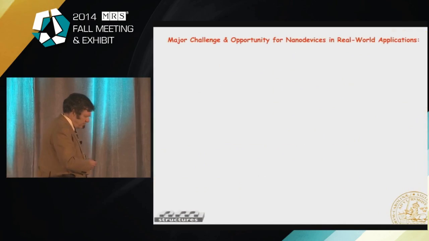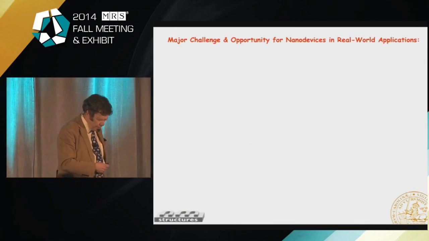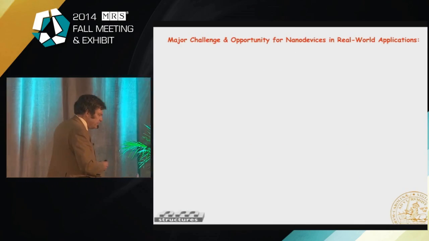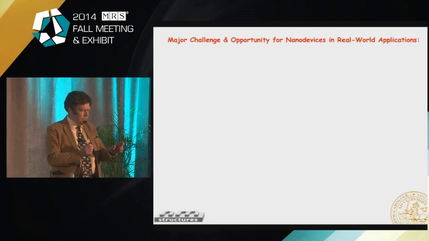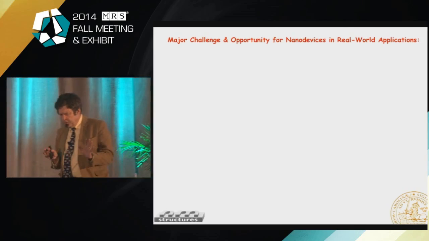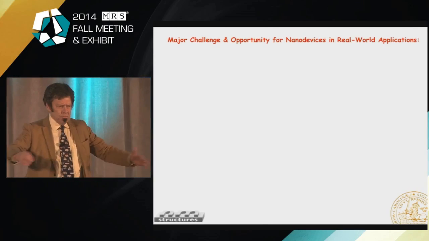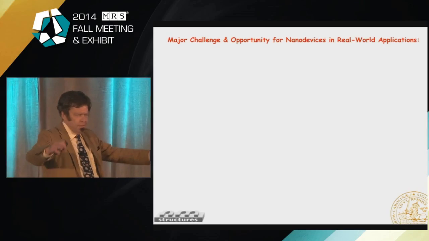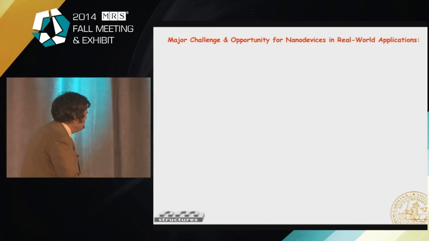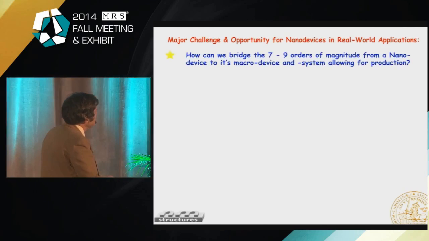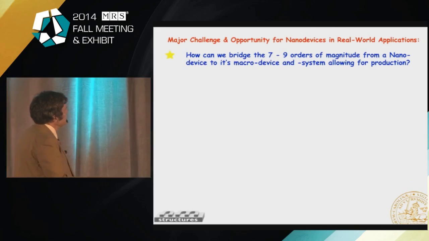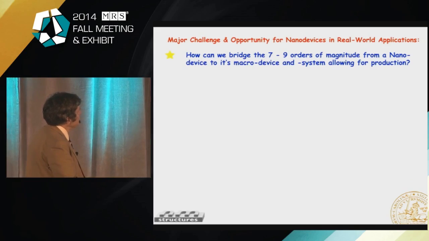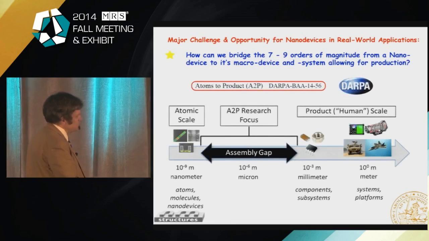So I will conclude with also almost where I started. We have these fantastic properties of designable, perfect individual nanowire devices. And how do we bring them to something that should be a square meter or tens of square meters, for instance, for solar panels? How can we bridge the 7 to 9 orders of magnitude from nano devices to systems and allow that also for production? That's a big challenge. We are not the only ones who realize that.